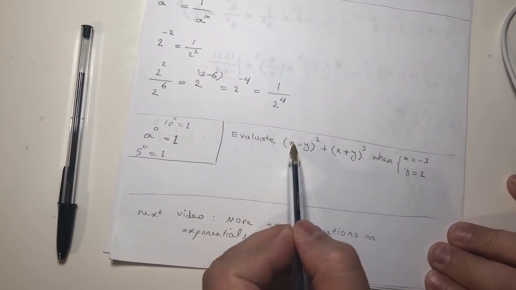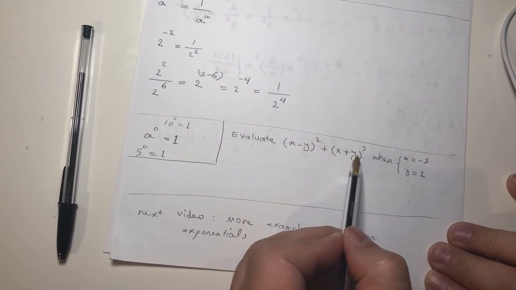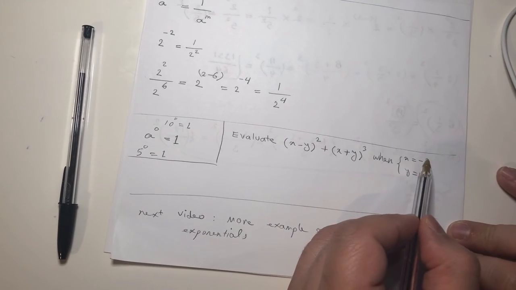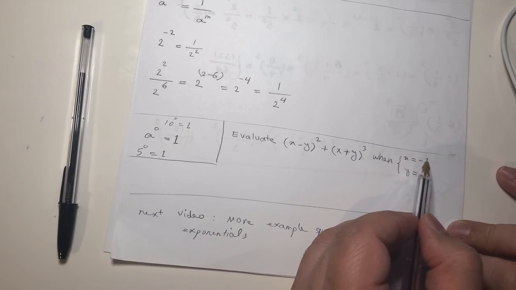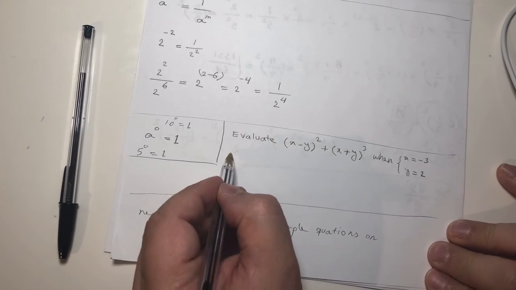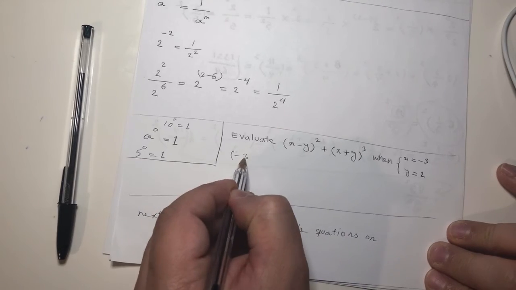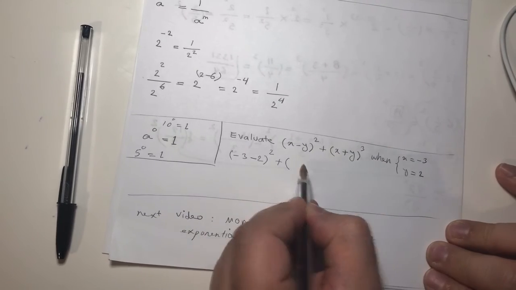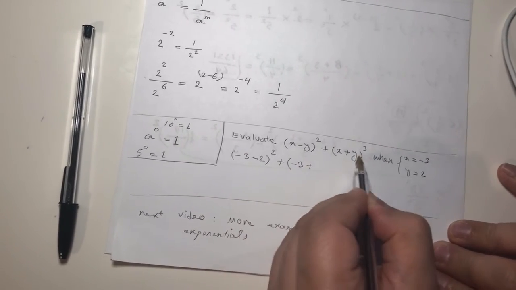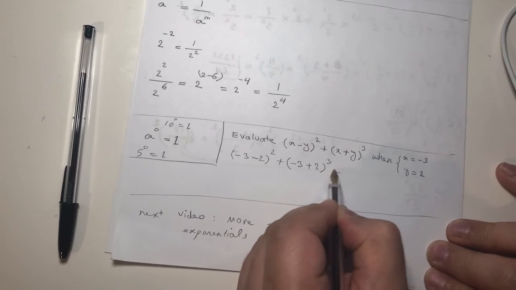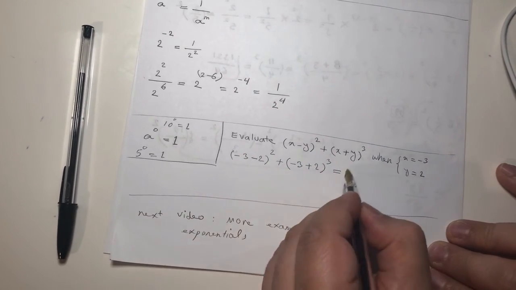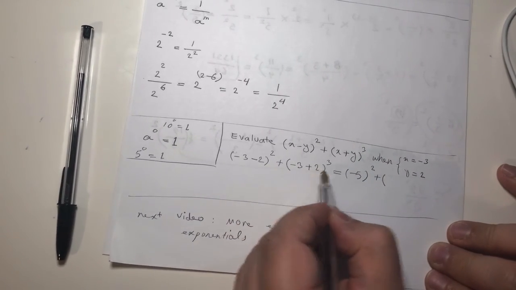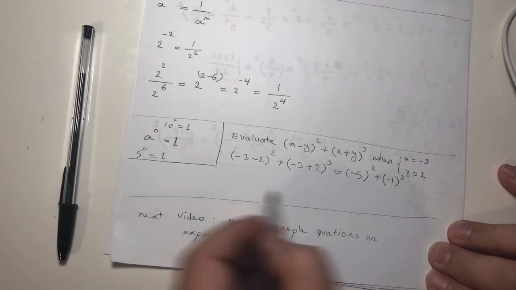Let's solve this problem. Evaluate (x minus y) to the power of 2 plus (x plus y) to the power of 3, when x is minus 3 and y is 2. What we do is we simply replace x and y with minus 3 and 2, right? So this one would be x, that means minus 3, minus y, 2, to the power of 2, plus x, minus 3, plus y, 2, to the power of 3. Minus 3 minus 2 means minus 5 to the power of 2, plus minus 3 plus 2 is minus 1 to the power of 3.